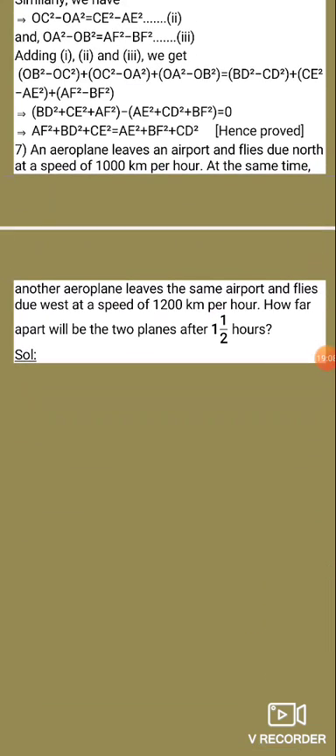An aeroplane leaves an airport and flies due north at a speed of 1000 km per hour. At the same time, another aeroplane leaves from the same airport and flies due west at a speed of 1200 km per hour. How far apart will the two planes be after 1.5 hours?